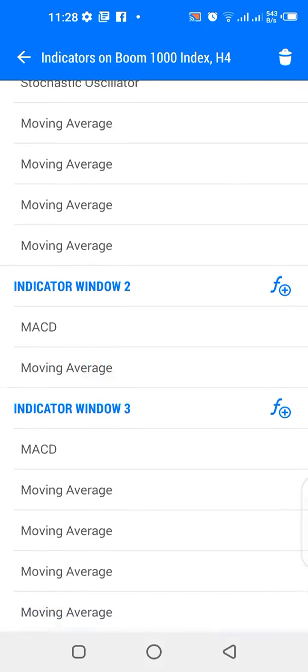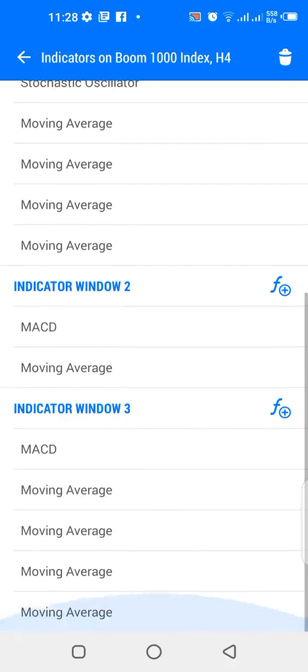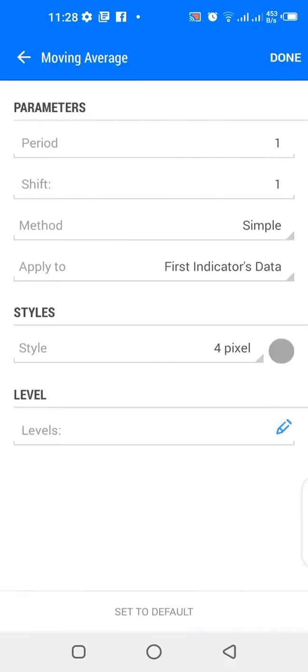Then we have another 1 period moving average, shift is -1. Method is simple, apply to first indicators data, and the color is gray. And finally we have another 1 period moving average, but this time around the shift is 1 and the method is simple, apply to first indicators data, and the color is gray.